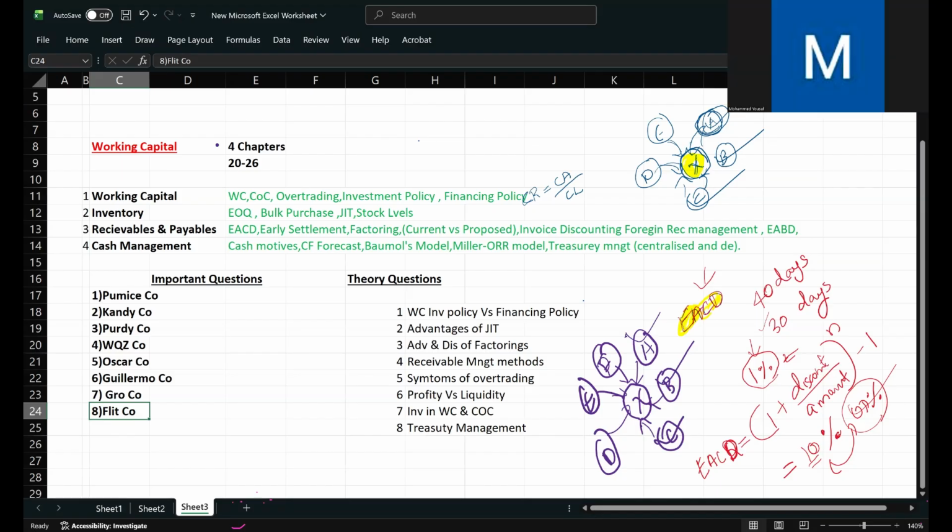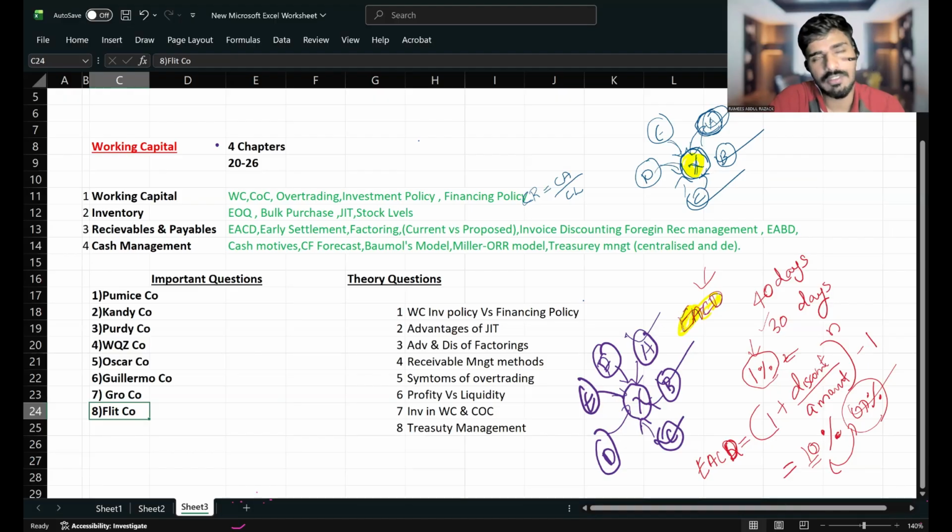So, sir, in the exam, we have to write both the advantages and disadvantages of both? No, they might ask us to tell the difference between centralized treasury management and decentralized treasury management. But you have to learn what their advantages and disadvantages are, in order to tell about both methods.